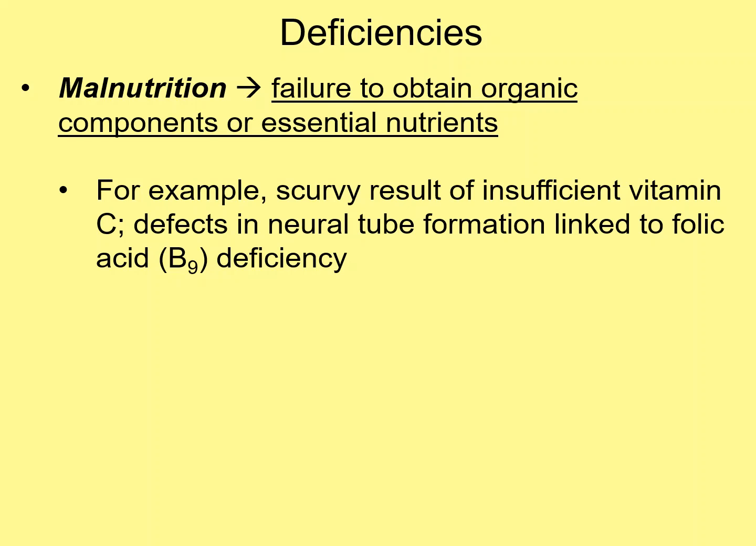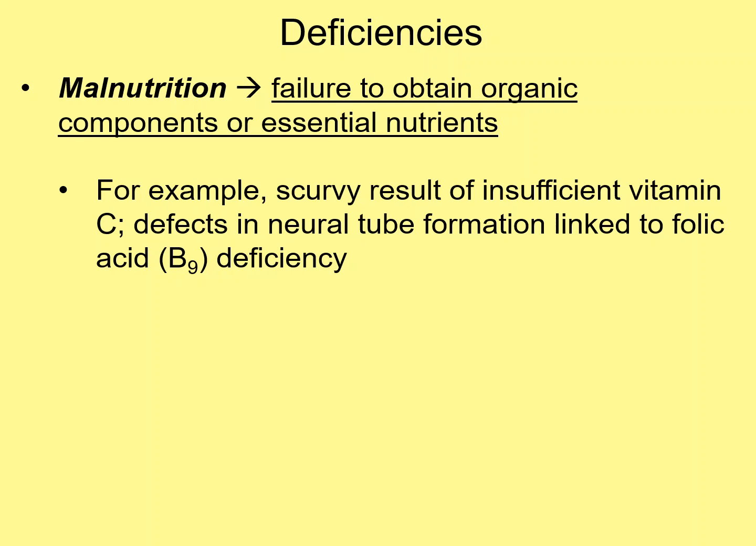Other consequences may be even more severe. So something like rickets, especially in children, is the result of not having enough vitamin D in your diet, and so your bones don't form correctly and they bow out.